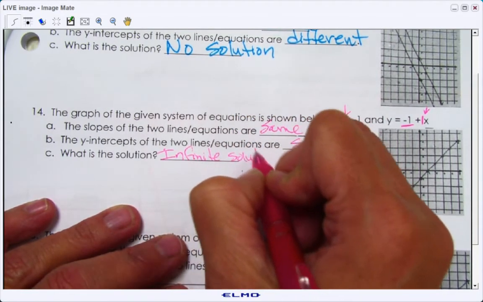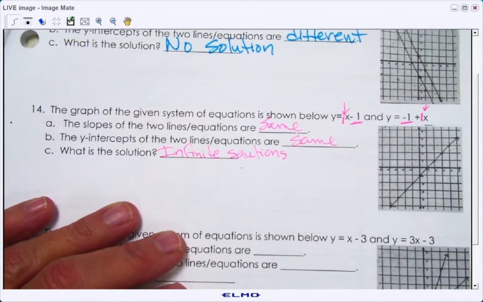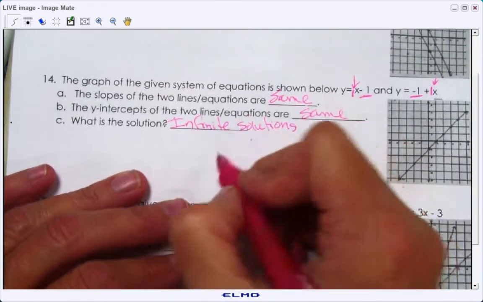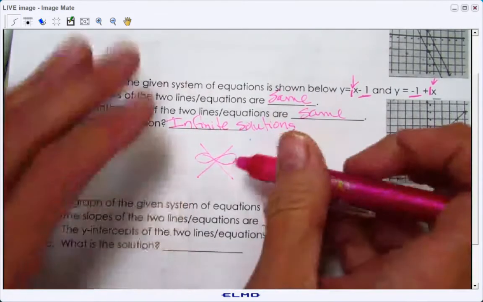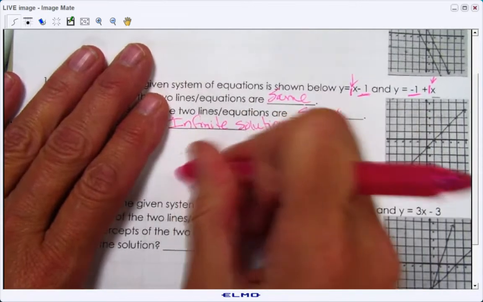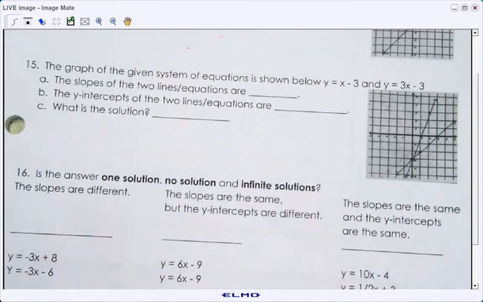solutions. Now, you may put infinitely many solutions, that's fine, but you may not put infinity. If you put infinity for your answer, it is incorrect. Okay, your answer is not infinity. You may not put infinity as your answer. Okay, so let's look at this next one.